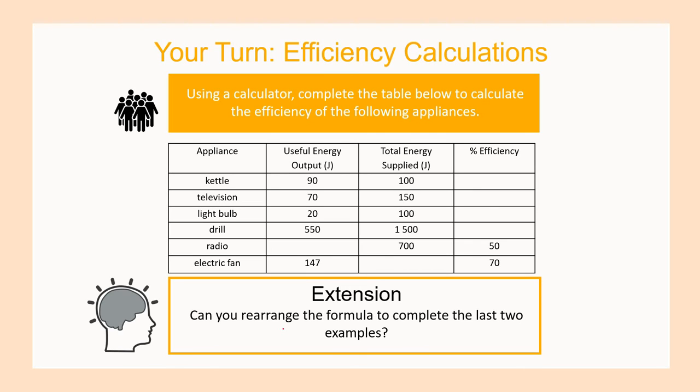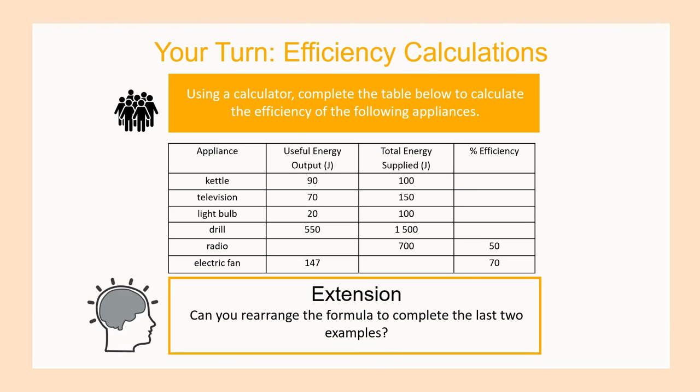I'm going to leave this here so you can pause the video and have a go. If you're stuck, for the first question, you need to do the useful energy, which is 90 joules, divided by the total energy, which is 100 joules. You're going to then times that by 100 to get your percentage efficiency.